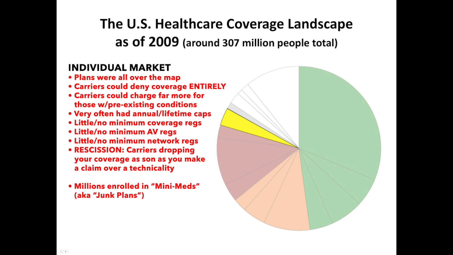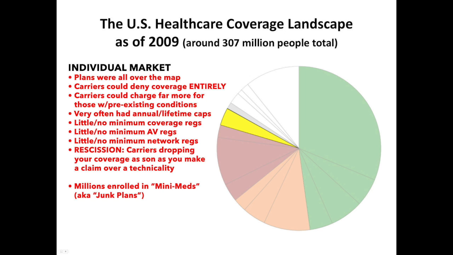That brings me to the individual market, which is where the bulk of the problems were. Well, some states regulated the individual market pretty well before the ACA. For the most part, it was basically the Wild West. The plans offered were all over the place, had lots of fine print, obscure policies.